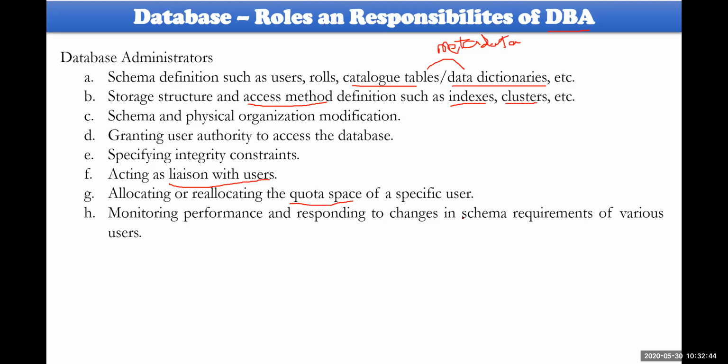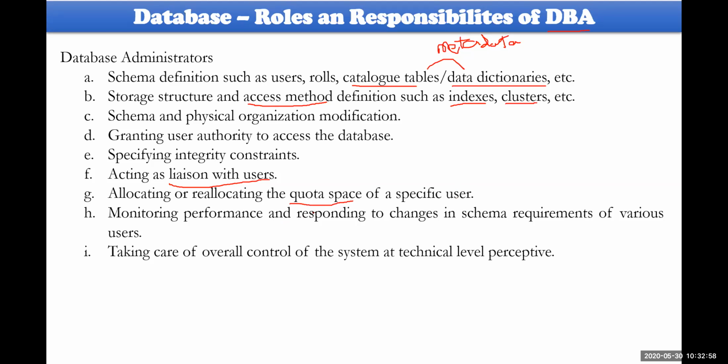If any person requires an extra amount of space based on the requirements or requisitions, it may be increased or decreased. Everything will be monitored by the database administrator. Overall control is also with the database administrator only. Without the permission of the database administrator, you cannot do any kind of operation. Okay, everything must be given.